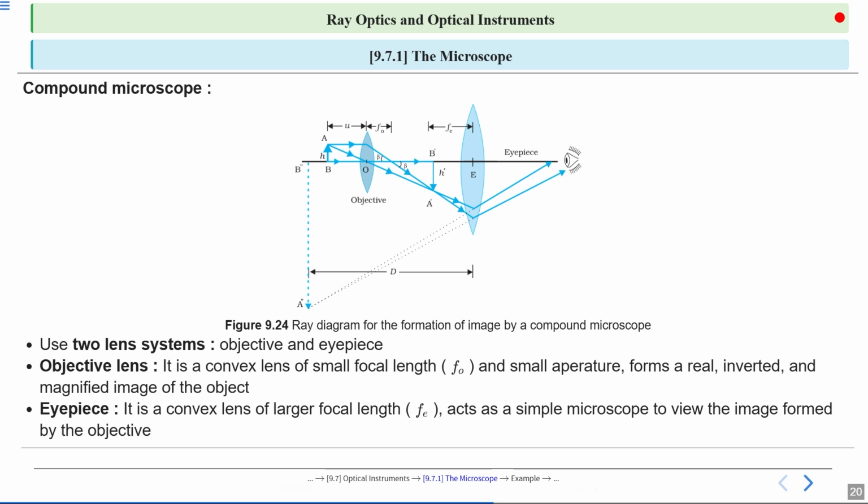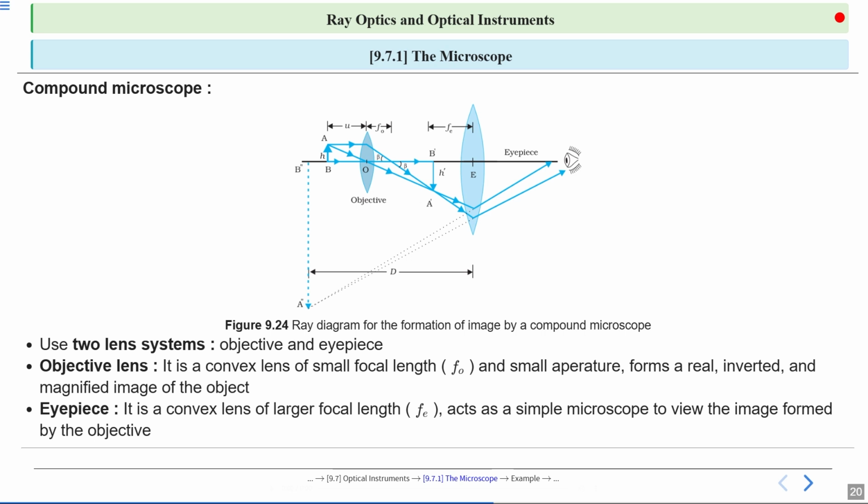Now the eyepiece, which is also a convex lens but with a larger focal length, acts as a simple microscope, allowing us to view the image formed by the objective lens. Okay, so firstly, the image is formed by the objective lens. Then this image will be acting as the object for the eyepiece. And this image is formed within the focal length of the eyepiece. So the eyepiece will act as a simple microscope. It will form a magnified virtual image of this image formed by the objective. It will form the final virtual erect image.